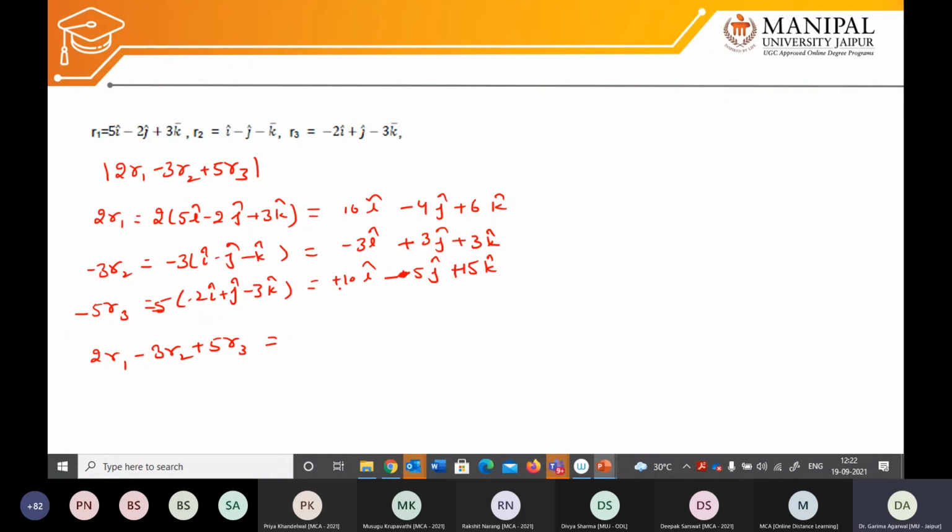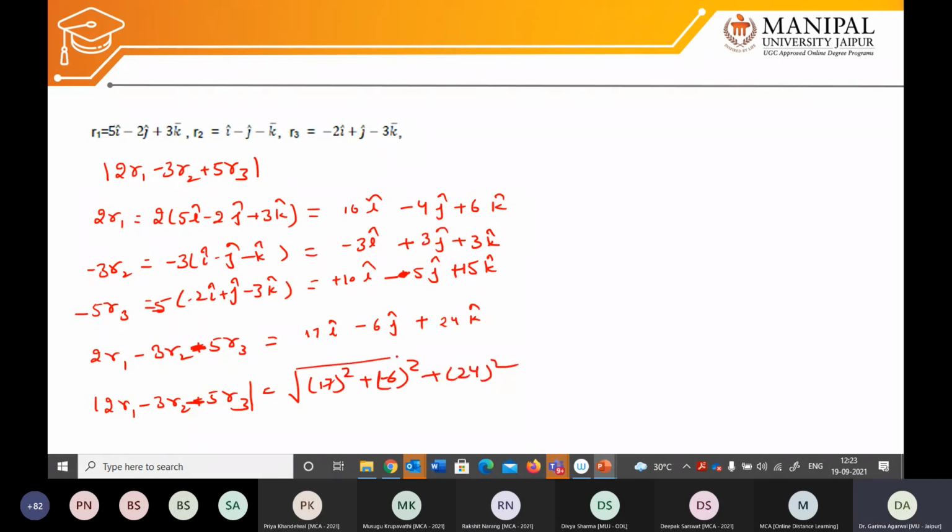Now the addition is 20 minus 3, 17 i cap. Now 4 minus 4 plus 3 and minus 5, so minus 6 j cap, and it is 24 k cap, right? Now the magnitude of 2R1 minus 3R2 minus 5R3 will be root of 17 square plus minus 6 square plus 24 square, right?